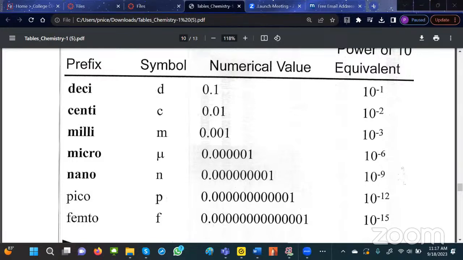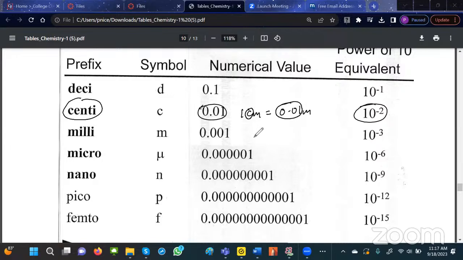So for example, based on this centi prefix, which means 10 to the minus 2 or 0.01, I can say that 1 centimeter is equal to 0.01 meters, all right? Because the centi prefix here means 0.01. So that's basically how we use a metric system to convert from larger units to smaller units and vice versa.